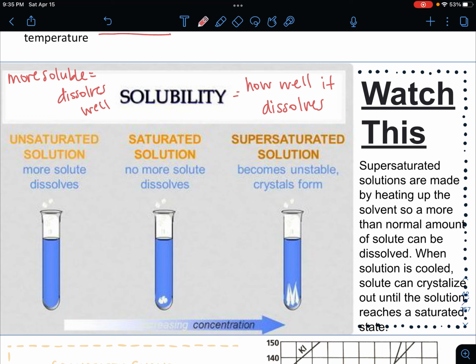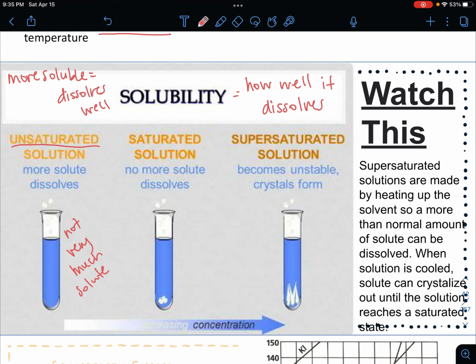If we're talking about an unsaturated solution, that means that I can keep adding solute and it will keep dissolving. That means there's not very much solute. If you're thinking about putting sugar in water, you add the sugar, you stir it up, it dissolves. If you can add more, stir it up, and it also dissolves, you can just keep on dissolving, that means you have an unsaturated solution.